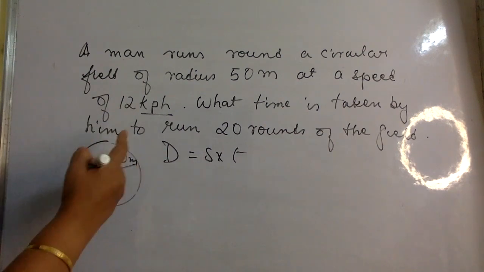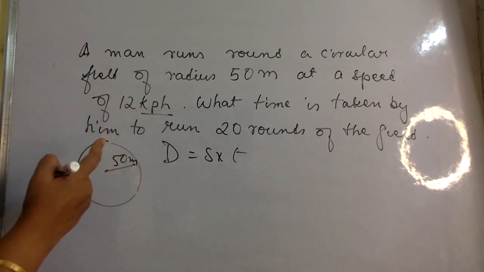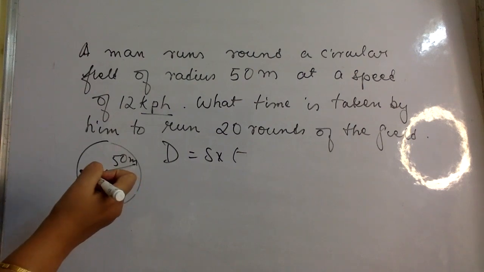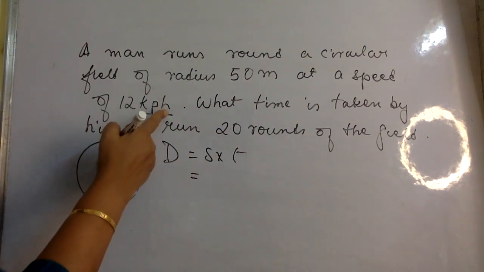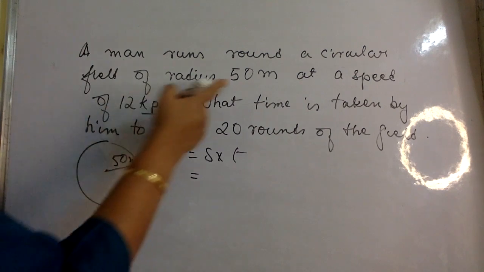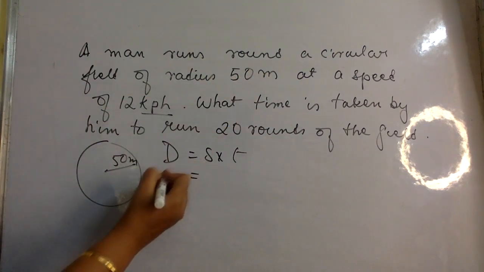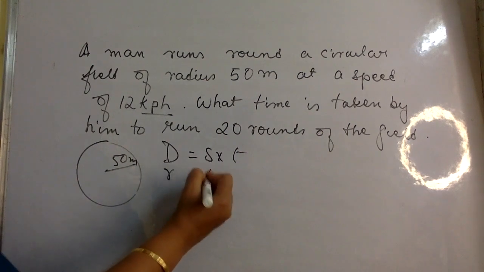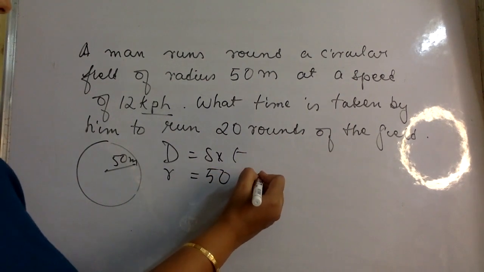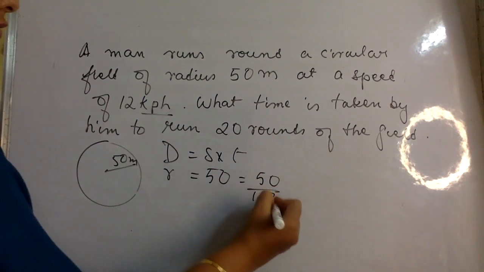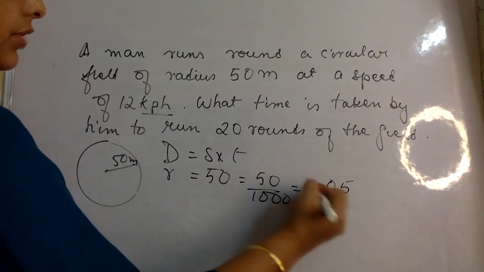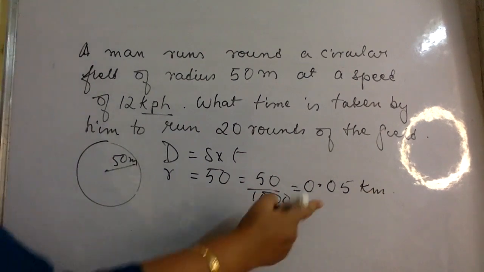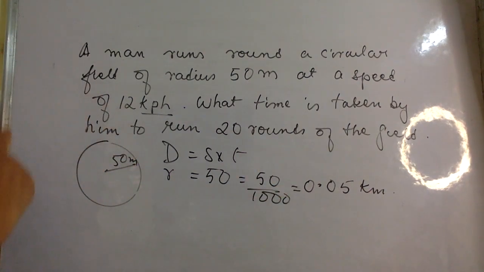Now if you want to convert, we can convert this 50 meters, because the unit here is, length is in kilometers, here it is in meters. So radius is 50 meters, which is equal to 50 divided by 1000 to make it kilometers, 0.05 kilometer. So we will work with this now, because here it is in kilometers.